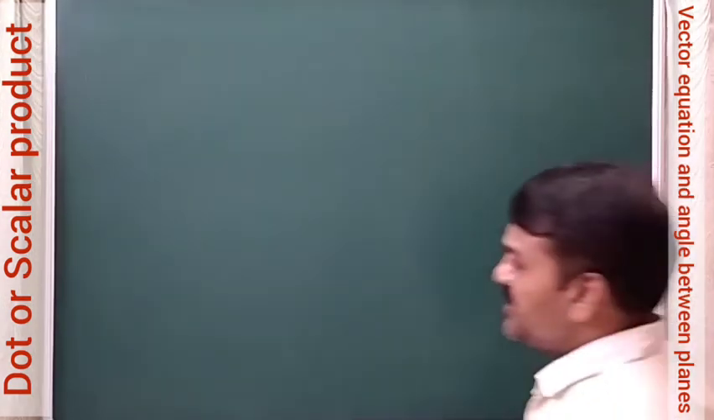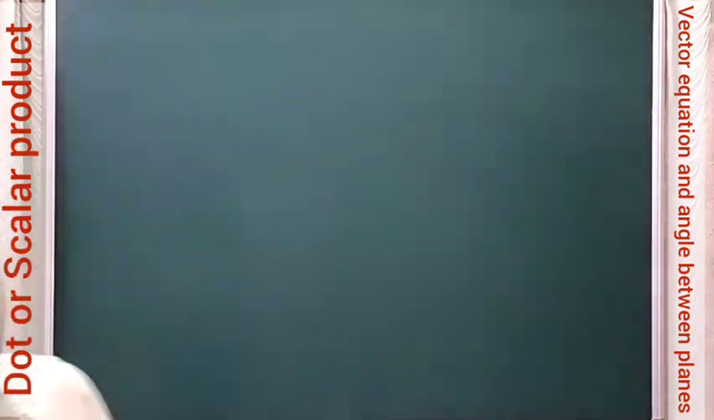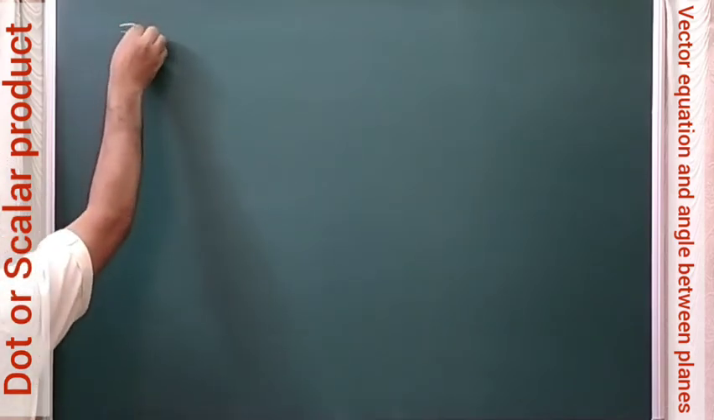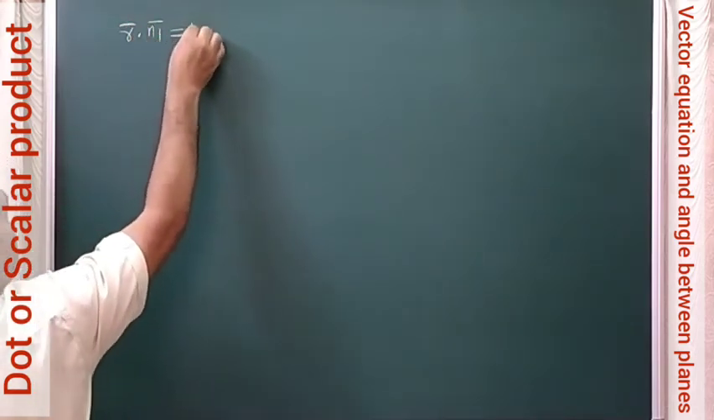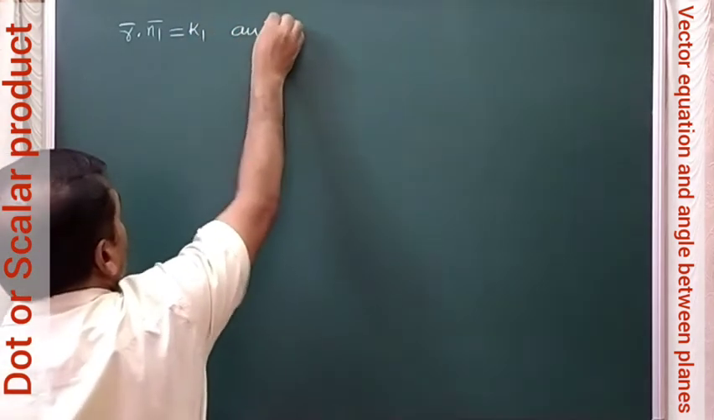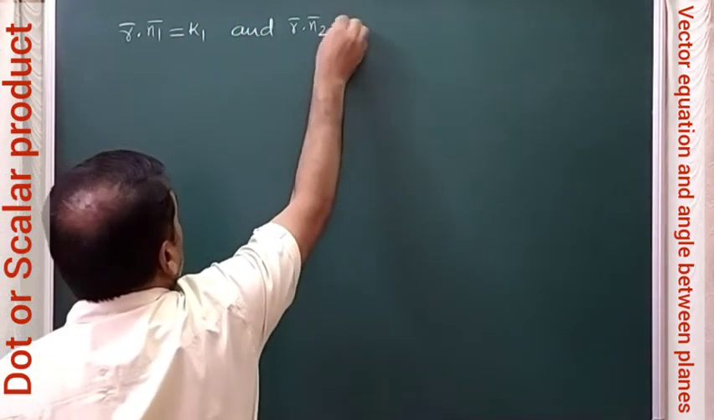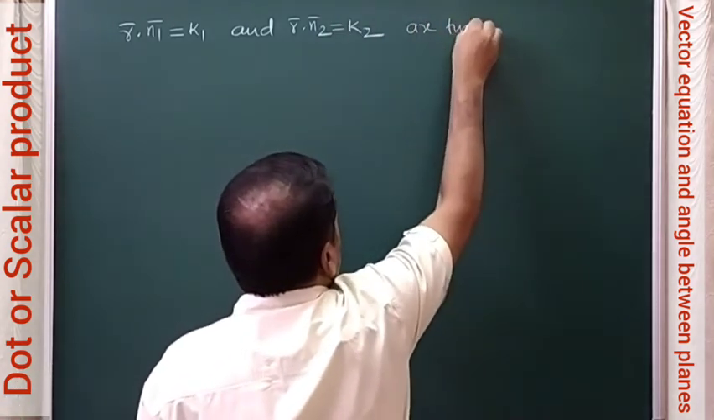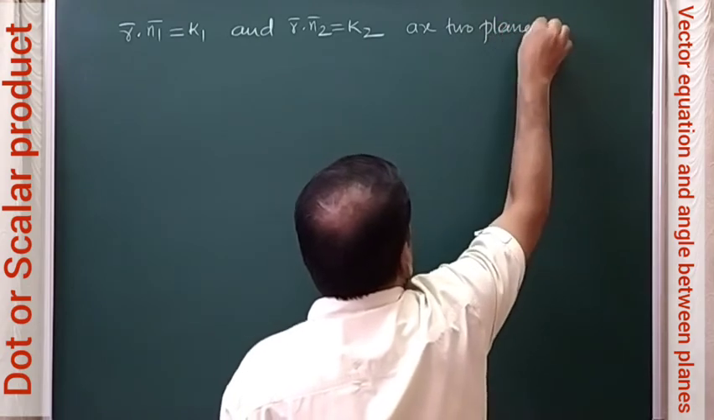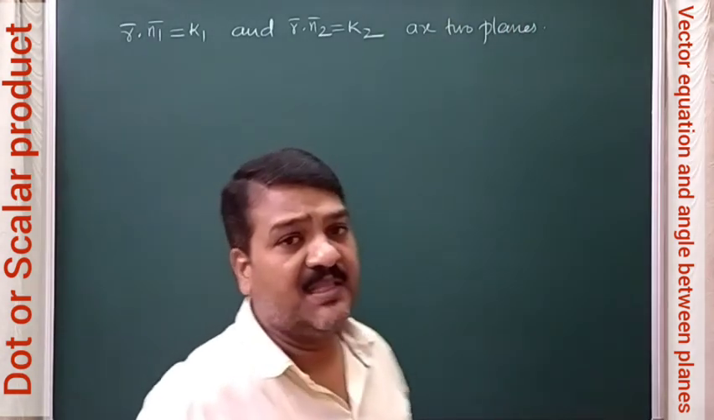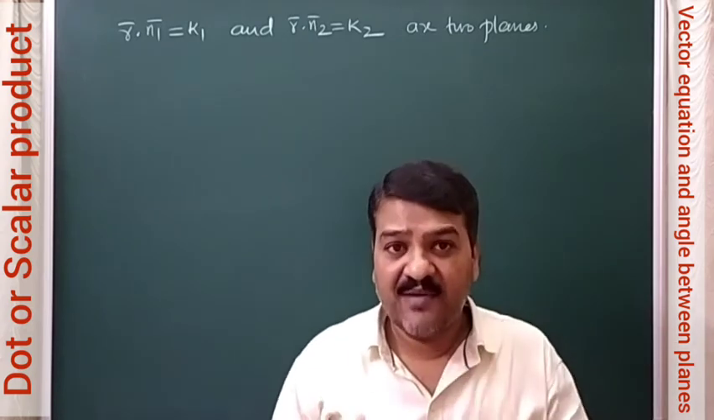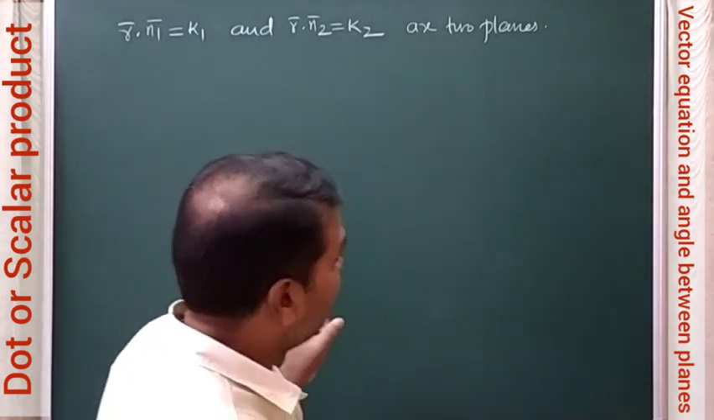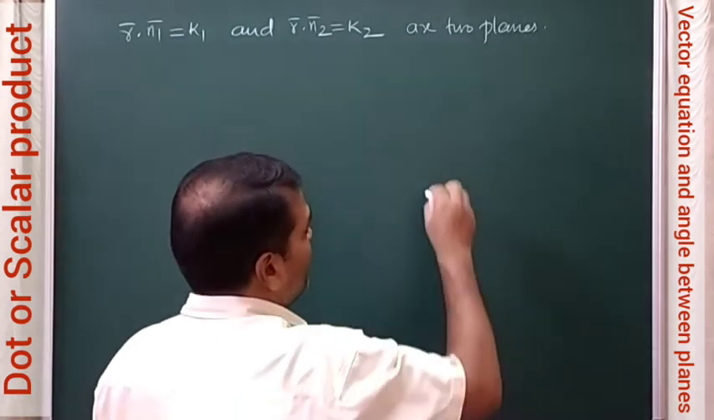Okay, next discussion is, if you want angle between two planes, for example, r bar dot n1 bar is equal to k1 and r bar dot n2 bar is equal to k2. These are two planes. If you want angle between the planes, it is same as angle between their normals. Angle between planes is same as angle between normals.